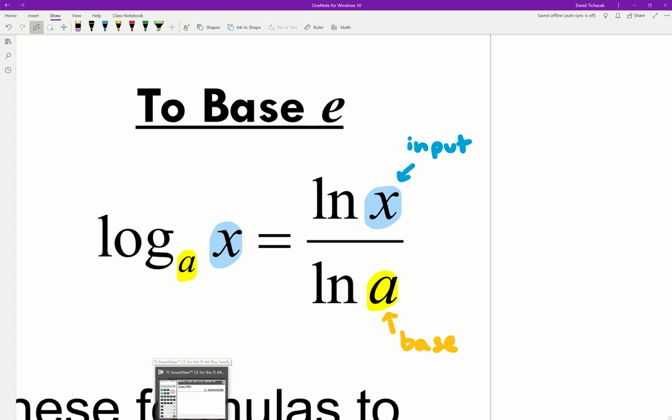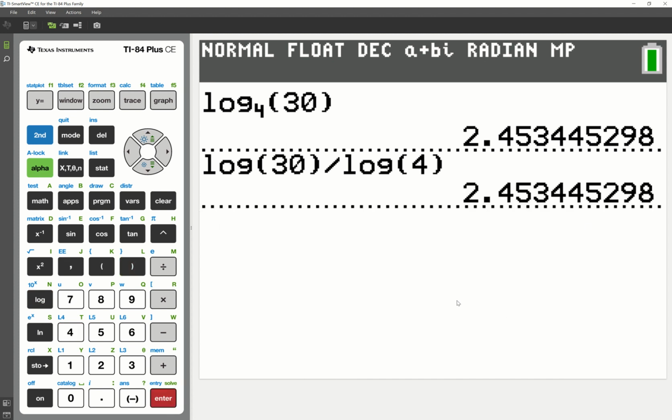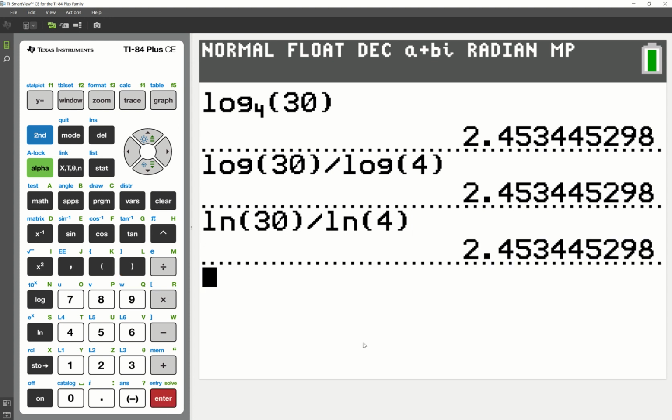So to go ahead and just demonstrate that here to you, we got this decimal expansion in the calculator by doing the log base 4 of 30. Let's go ahead and do that with the common log. So in the TI-84, that's the button that's to the left of your number 7 button. That's your common log. So we're going to do the common log of the input, 30, divided by the common log of the base of 4. And you can see that it gives us the exact same decimal expansion. Not only can we do that with the common log, we could also do that with the natural log. So just to demonstrate that, the natural log of the input, 30, divided by the natural log of the base, which is 4, and press enter, and it gives us the exact same decimal expansion, okay?